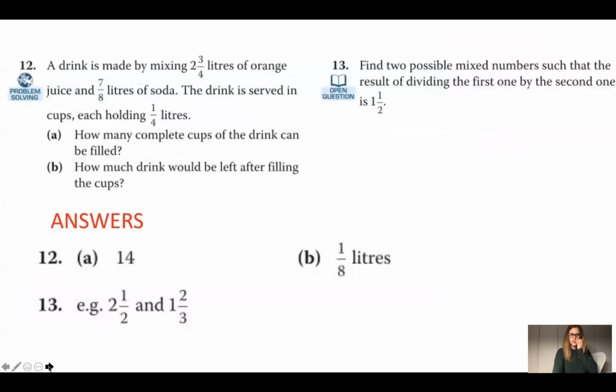How did you get on with those questions? For question 12, we've got 12A is 14, 12B is 1/8. And obviously there's a number of different solutions that you can have for question 13. One example is 2.5 and 1 2/3.